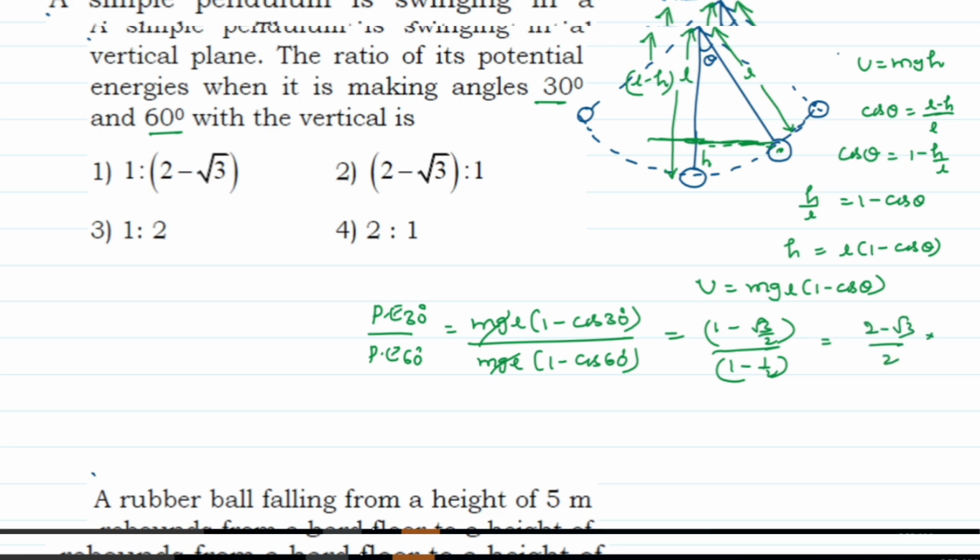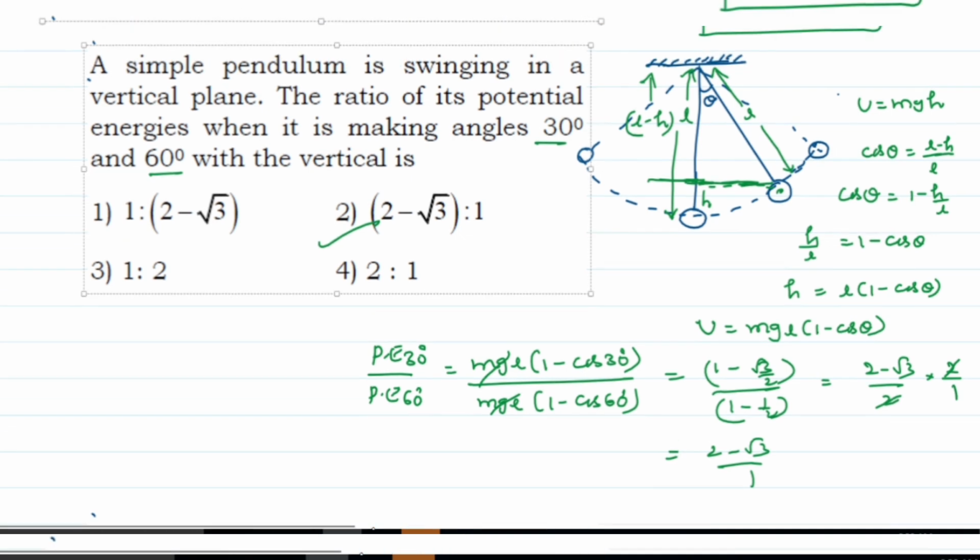into 1 by 2, which comes to the numerator, so you can take it as 2 by 1. So the ratio will be 2 minus root 3 by 1. So this is the correct answer. Let us see the next question.